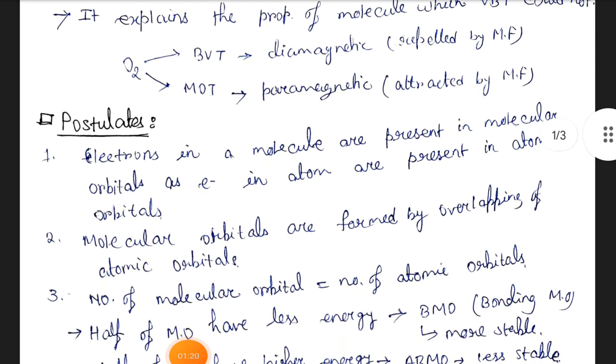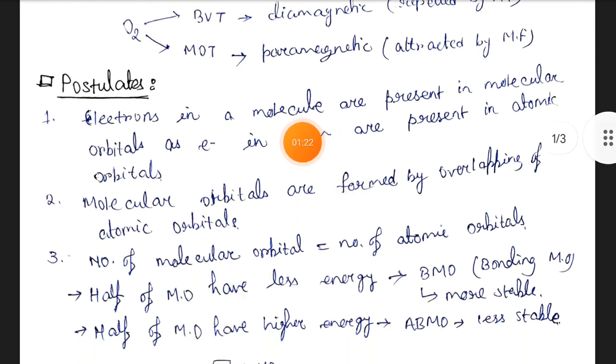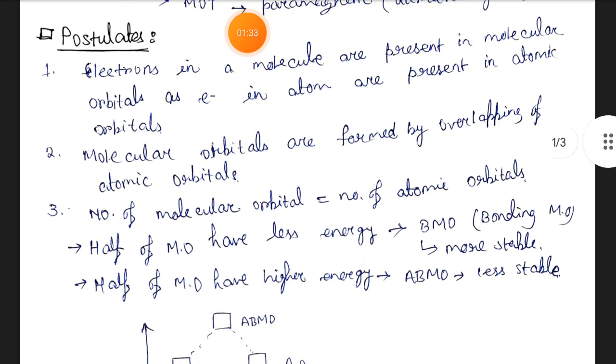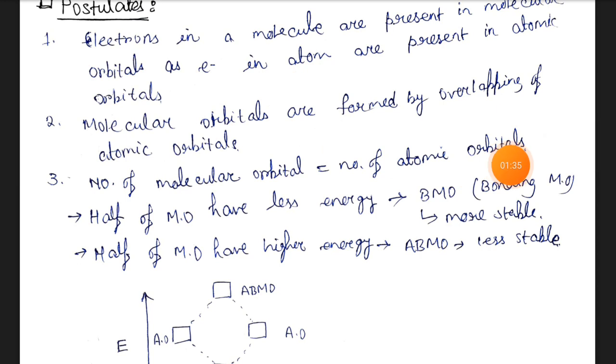First, electrons in a molecule are present in molecular orbitals, just as electrons in atoms are present in atomic orbitals, and molecular orbitals are formed by overlapping of atomic orbitals. The number of molecular orbitals is equal to the number of atomic orbitals, and half of the MOs have less energy, that is bonding molecular orbitals, which are more stable, and half of the molecular orbitals have higher energy. So antibonding molecular orbitals are less stable.